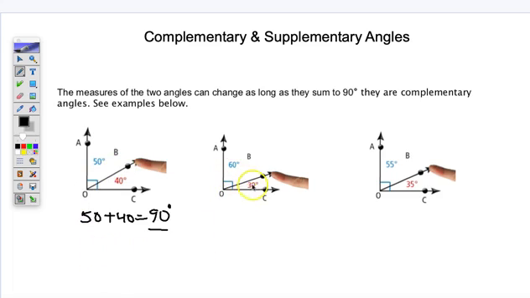Over here, again, 60 plus 30. We change the measures of each, but they do total 90 degrees, so they're for sure complementary. They also happen to share that vertex and that ray. Lastly, we have 55 plus 35. That, of course, is 90 degrees as well, and they still share this common vertex and ray.